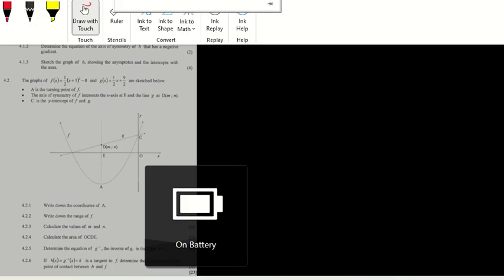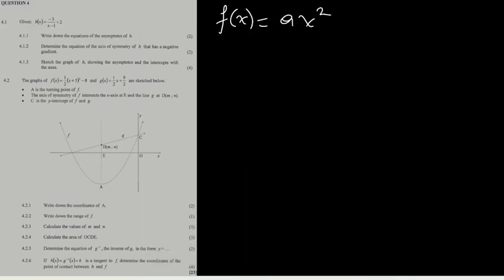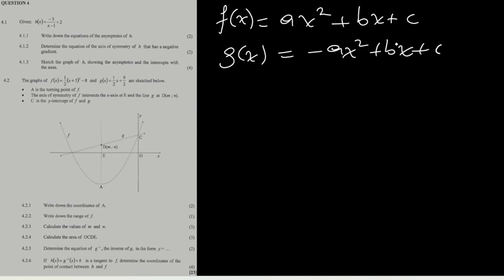To find its range, let's consider f of x equal to ax squared plus bx plus c. Electricity gone. It's load shedding, guys, so I'll have to stop as soon as my PC dies. Then I have g of x equal to negative ax squared plus bx plus c.